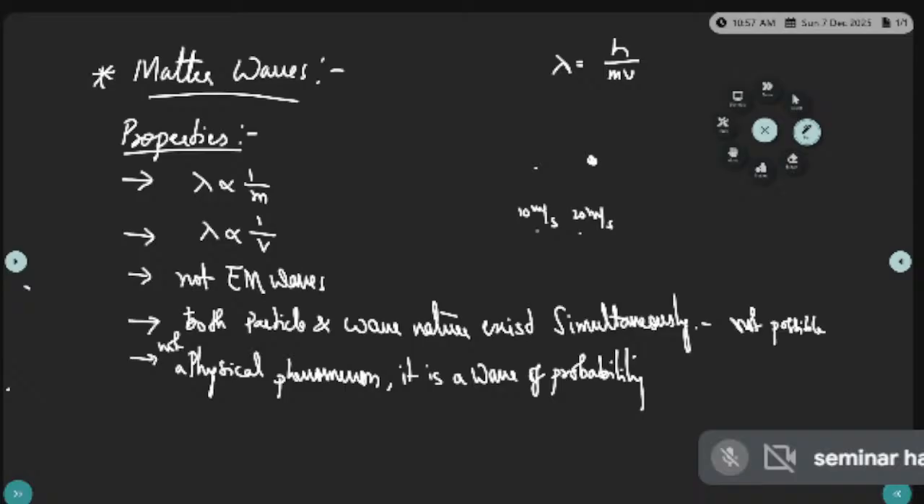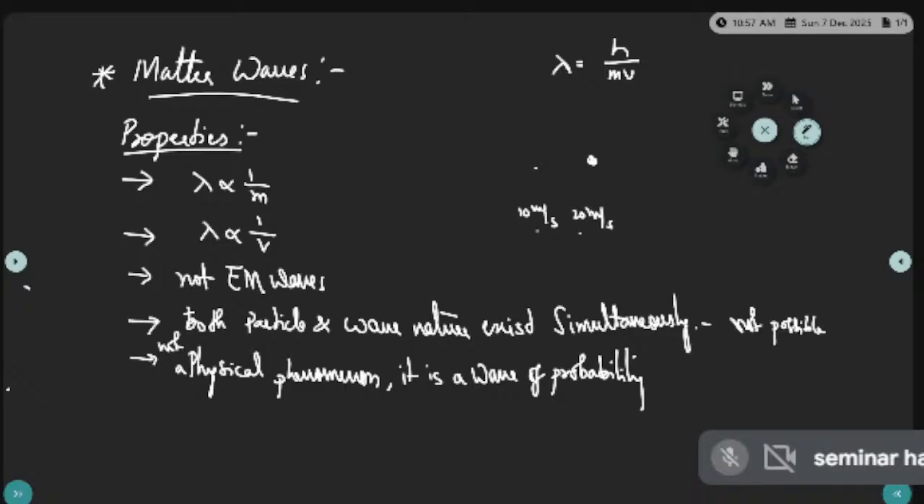Okay, now. So these are some properties regarding matter waves. Matter waves are electromagnetic waves? No. When are these matter waves produced? When the particle is in motion. Can you see particle nature and wave nature at the same time? No, only one is possible. Either particle nature or wave nature, but both are not possible.